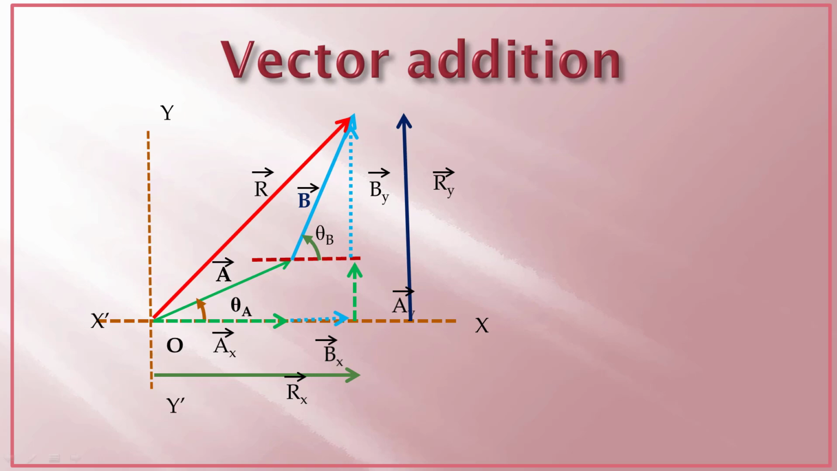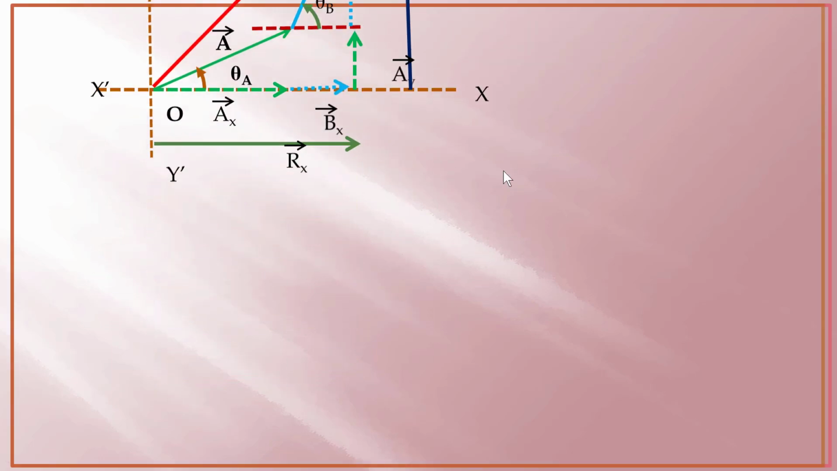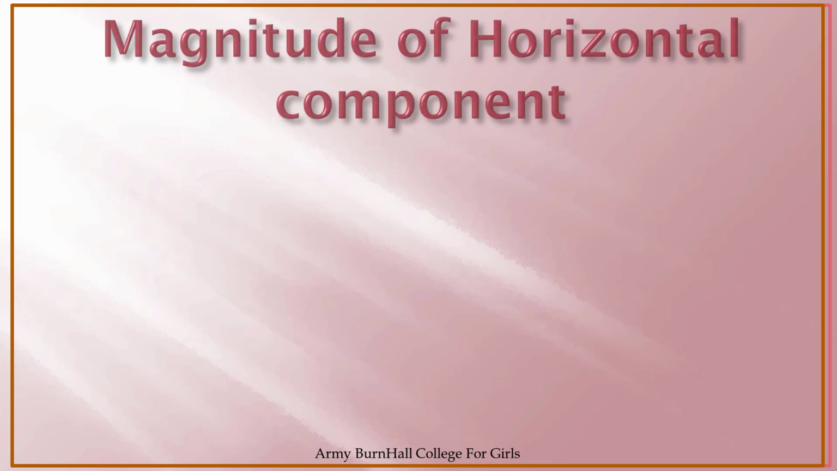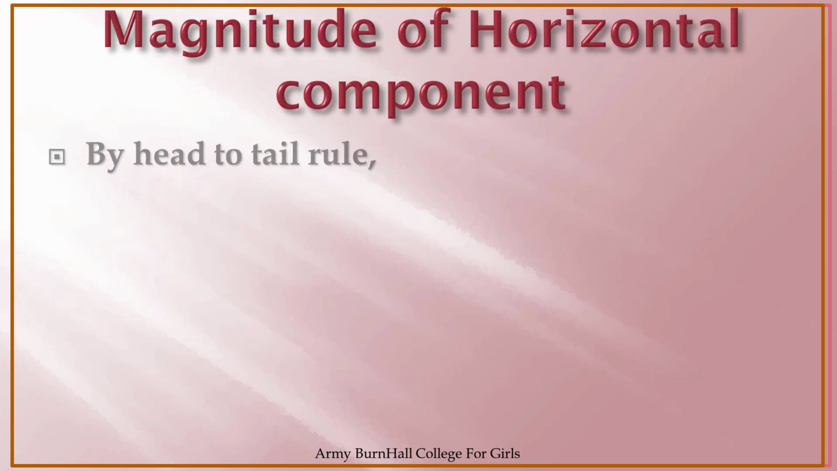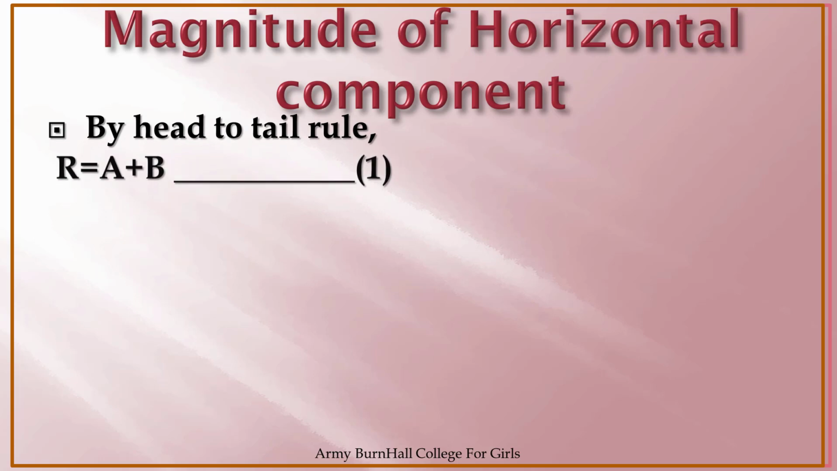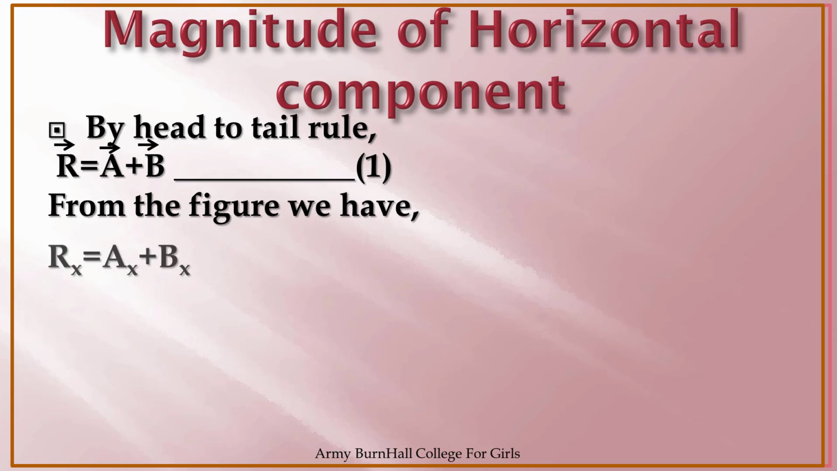Now if we are going to do the mathematical calculation of this figure, how are we going to do that? We will first find the magnitude of the horizontal component by the head to tail rule. We know that vector R is equal to vector a plus vector b. We have added vector a and vector b to get the resultant. From the figure, we have Rx is equal to ax plus bx. We have discussed that when we add all the horizontal components, we will get the horizontal component of the resultant.